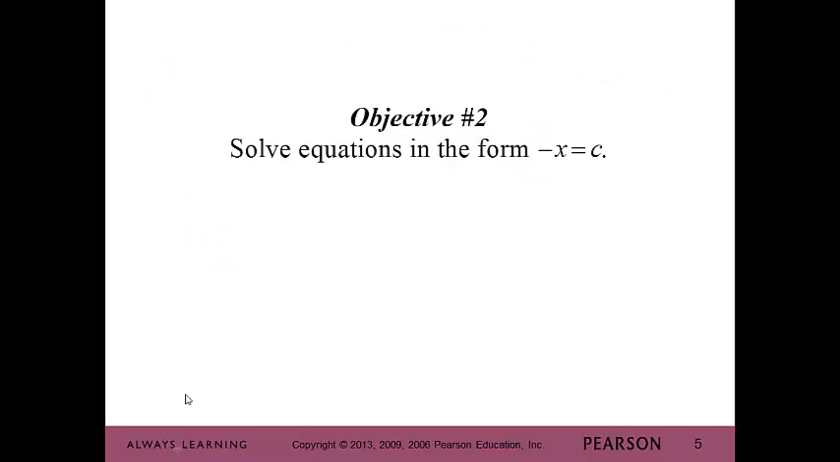Alright, objective 2 now says solve equations in the form negative x equals c. Recall that c is just any real number. So again, let's go to page 130 and we're going to look at problems 21, 23, and 25. Same instructions. It says solve each equation using the multiplication property of equality. Be sure to check your proposed solutions. And then 21 says negative x equals 17.